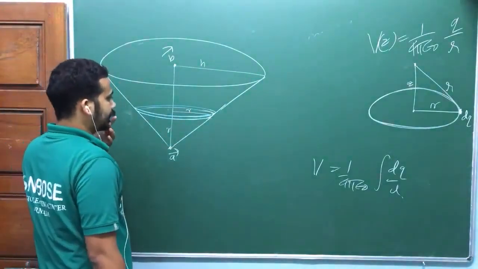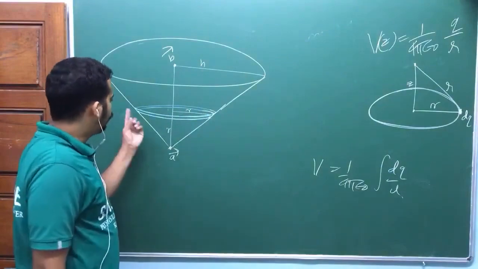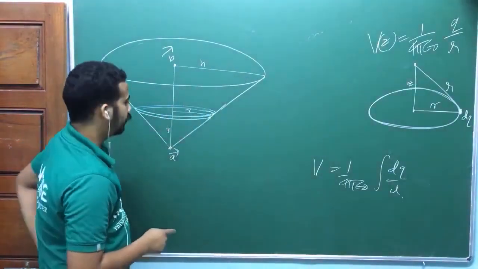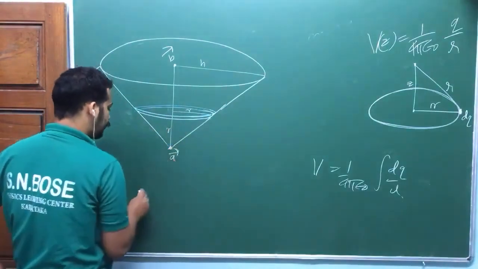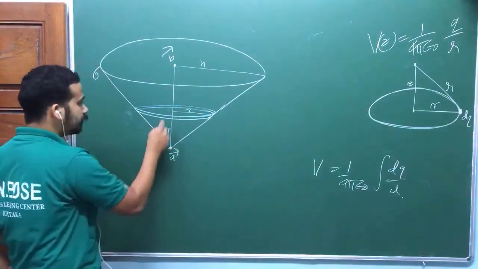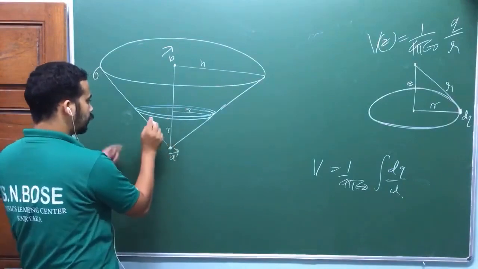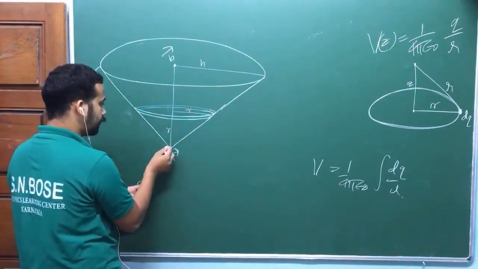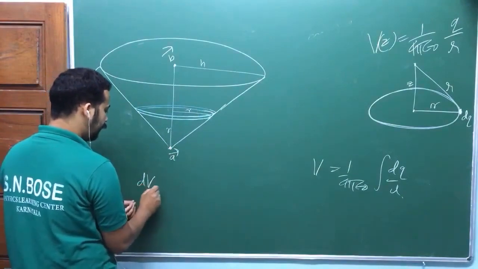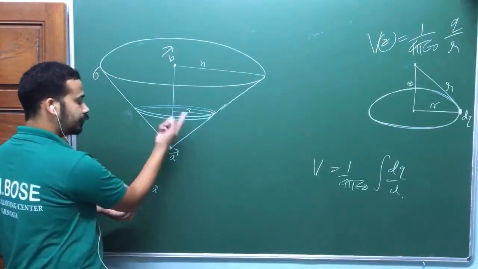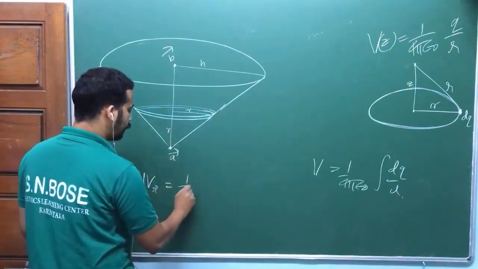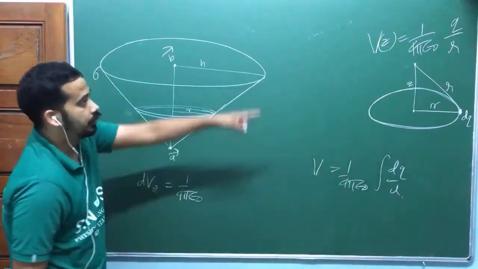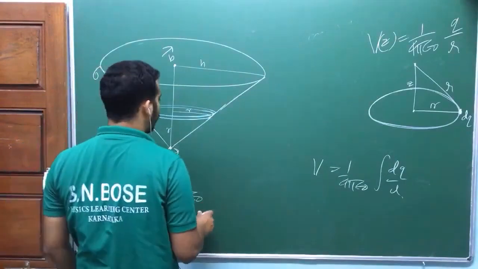Now look at here. This ring is a portion of this whole surface, am I right? Due to the ring, what is the potential at this one? Because this is a portion, this ring will produce a small amount of potential at this point. I'll write dV at A, due to this ring. So that's equal to 1 by 4 pi epsilon naught. I'm going to use this formula: 1 by 4 pi epsilon naught.